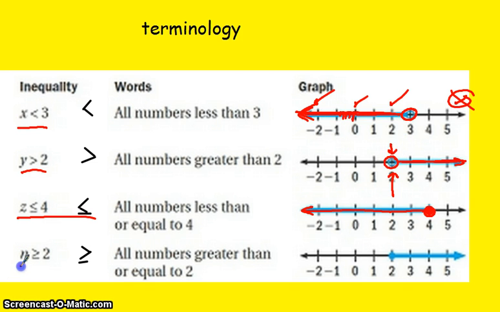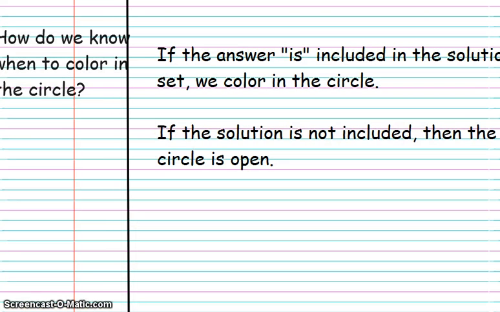So same thing goes for right here. The difference between that one and this one is x is greater than or equal to 2. So you can see this one is colored in and all the numbers here. So the difference between this one here and this one here is only the equal sign, because the 2 is colored in here and not colored in here. So one way to know whether to color it in or not is if the answer is included, we color in the circle. If it is not included, it's open.